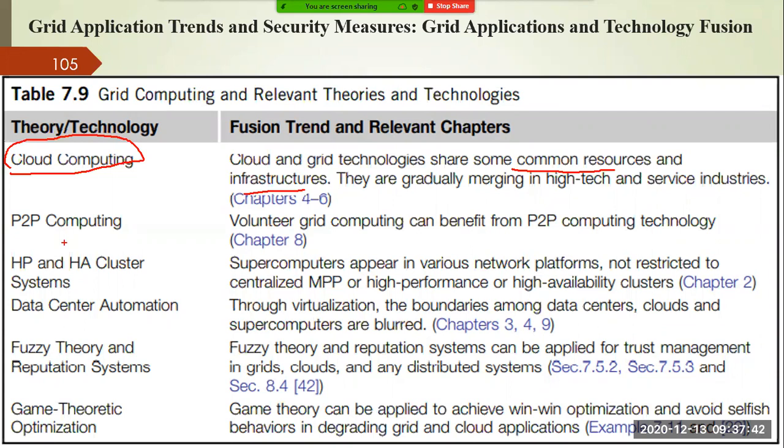Next is fuzzy theory and reputation systems. Fuzzy theory and reputation systems can be applied for trust management in grid and cloud, like whether a particular grid computing service is popular or not. Or if you want to use China grid, whether that is popular or not. If the organization has three choices, then it has to see which reputation is better, and based upon that, we can select one. Similarly, game theoretic optimization: game theory is also applied so that two people can compete with each other to achieve their goal. Those are the various technologies related to grid computing.